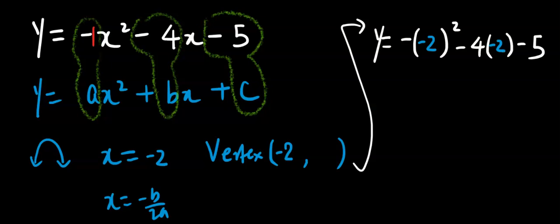Go ahead and pause this video, see what you have for the y. Do you have a y is? I have a y is -1. Okay, I just did it on my paper. So which means the vertex is -2, -1.